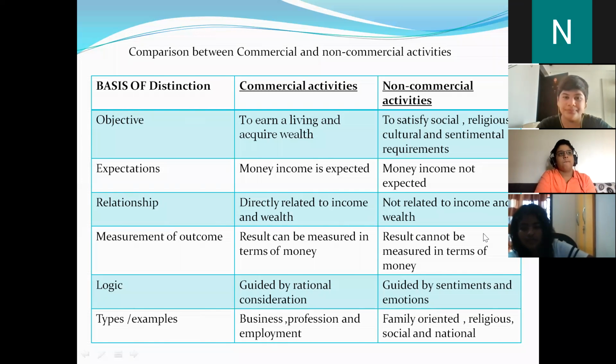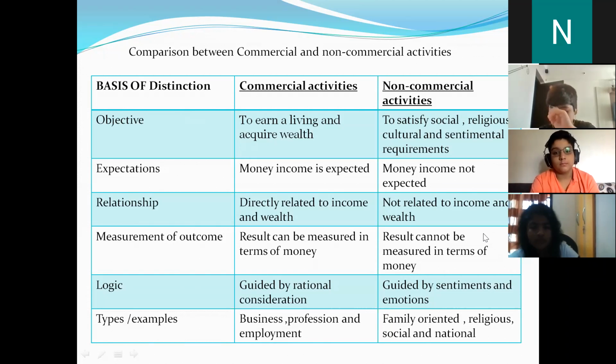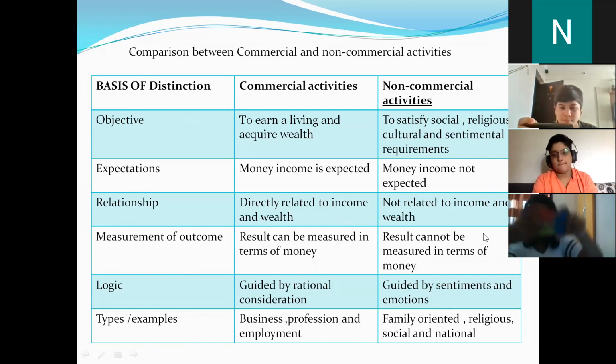Now we need to write the basis of distinction. That means on the basis of what are we trying to distinguish between both of them. Now the first basis of distinction is objective. What is the objective of commercial activities and how is it different from a non-commercial activity? The objective of commercial activity is basically to earn a living and acquire wealth. That means we are engaging ourselves in different activities with the motive to earn money, to earn a living or acquire wealth. Whereas in case of non-commercial activities, we are engaging in activities to satisfy social, religious, cultural and sentimental requirements, needs, not to earn money.